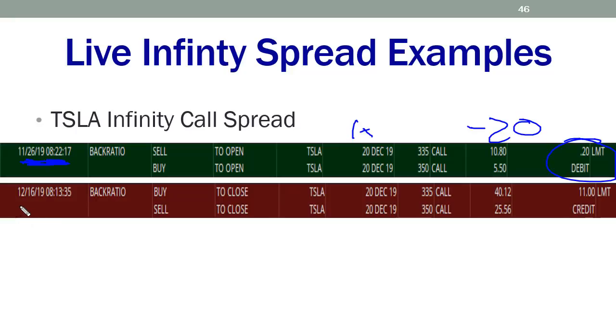I exited the trade approximately 3 weeks later. On December 16th, I exited it for an $11 credit. Now, an $11 credit, if it's a $20 debit, is $1,100 for one contract. If you do 10 contracts, 10 contracts over here is $11,000. I had a pretty good number of contracts on this particular trade. And I don't know, I bought myself a little bit of a Christmas present.